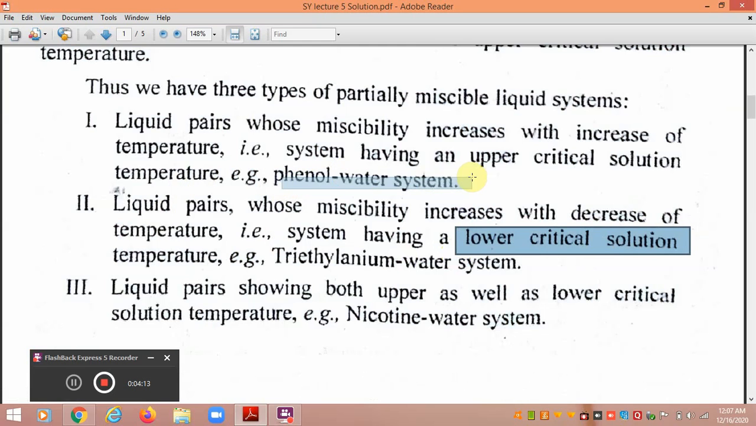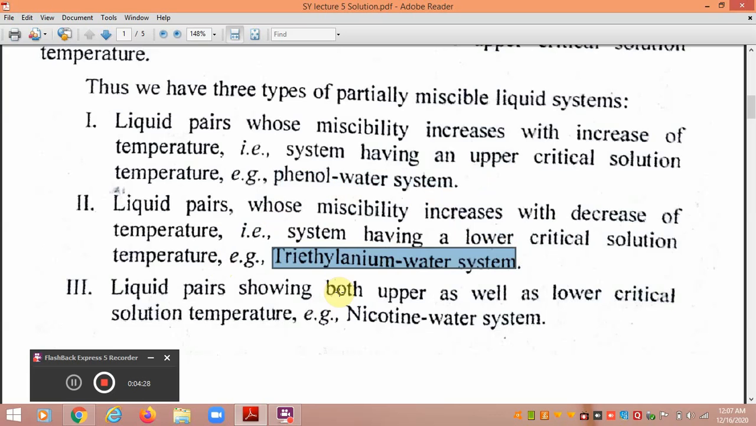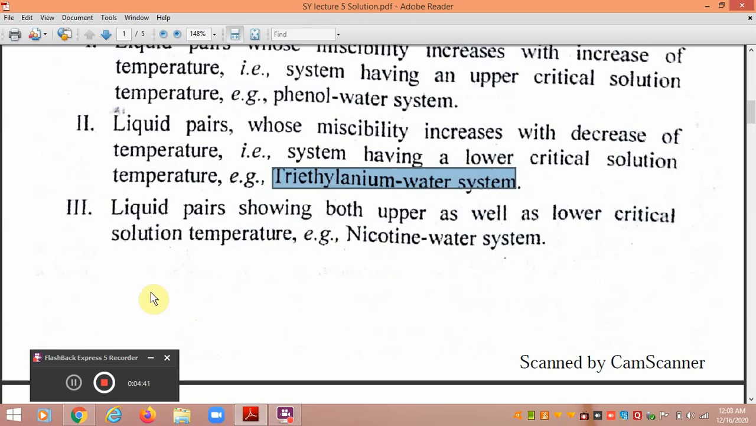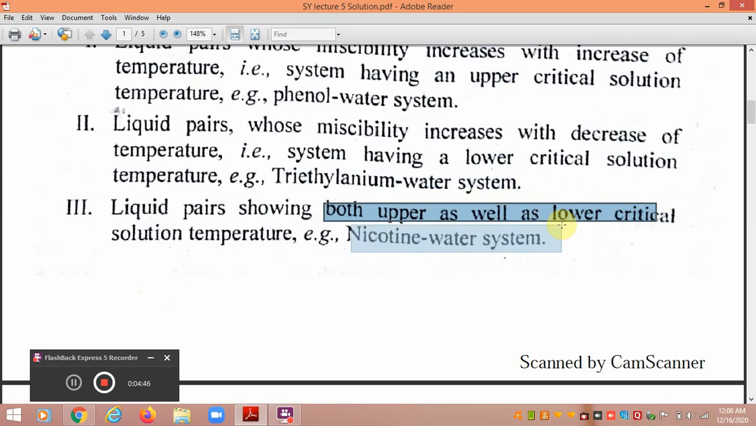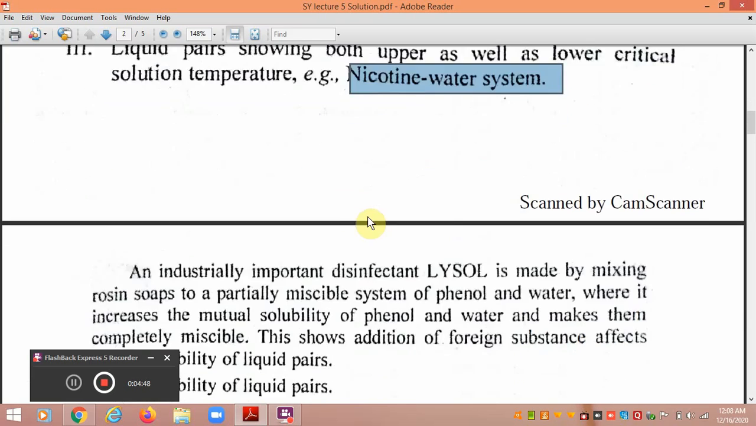The phenol-water system has an upper critical solution temperature, meaning the miscibility increases with increasing temperature. Another one is triethylamine-water, and this system has a lower critical solution temperature. It means the solubility decreases with increasing temperature, or the miscibility increases with decreasing temperature. There are also liquid pairs which have both upper as well as lower critical solution temperatures, and the example is the nicotine-water system.